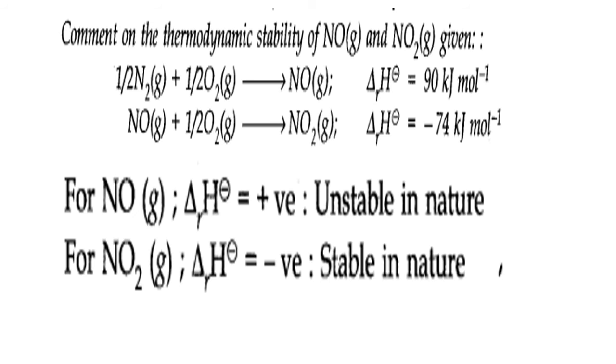Now, we have to comment on this data. Half N2 plus half O2 gives NO, and enthalpy of the reaction equal to 90 kilojoules per mole. NO plus half O2 gives NO2, and enthalpy of the reaction equal to minus 24 kilojoules per mole. What is meant by enthalpy of the reaction of this equation being plus 90? Plus means the energy of the products is more than the energy of the reactants. That means to form nitric oxide, we have to supply a lot of heat. Therefore you have to supply heat, then only it is possible.